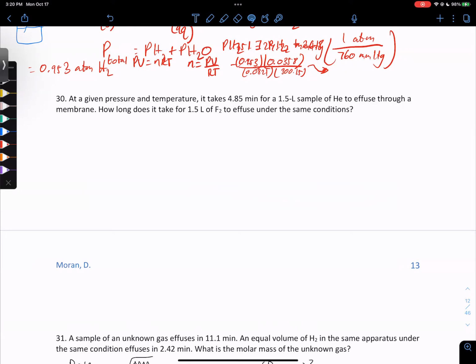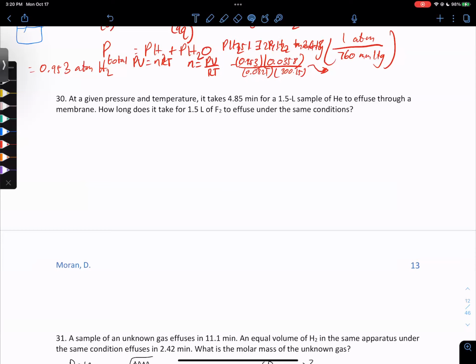0.07. It's asking for the amount of time it takes, but you're right, that's the rate. So all you have to do is 1 over rate to find t.